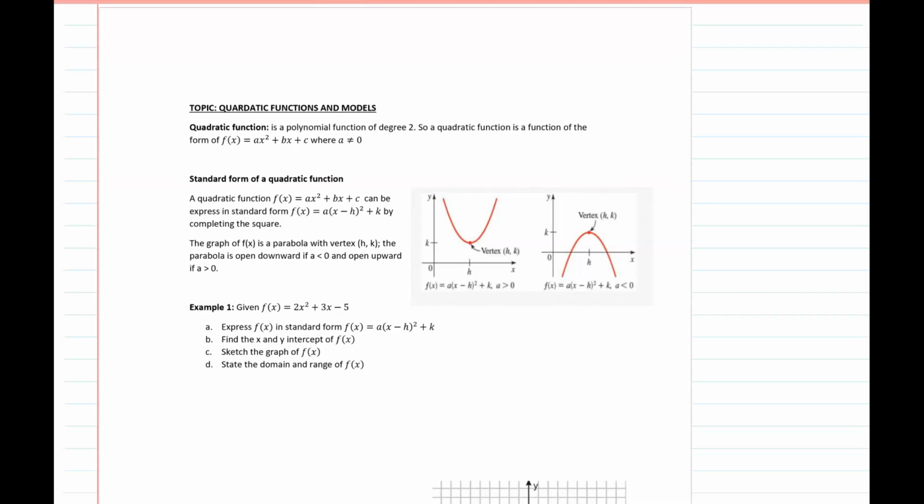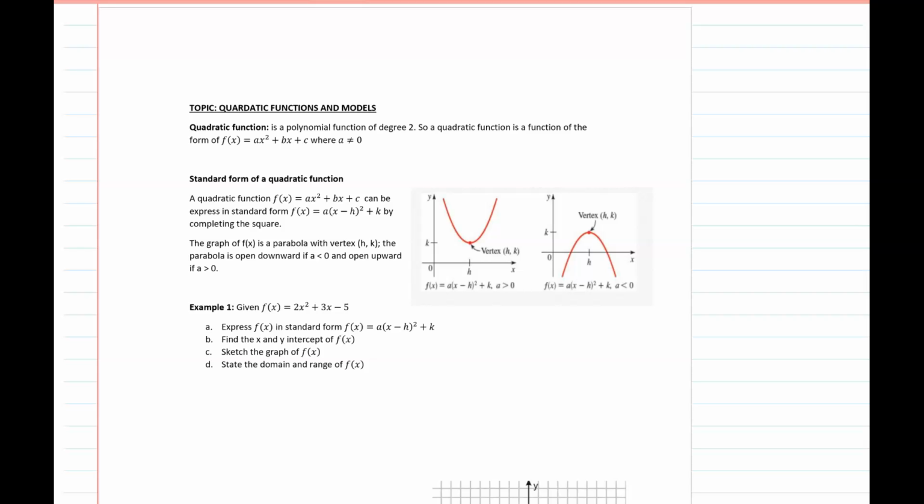Quadratic function is a polynomial function of degree 2. So quadratic function is a function of the form f of x equal ax squared plus bx plus c, where a cannot be equal to 0. A quadratic function can be expressed in the standard form of f of x equal a times the quantity of x minus h squared plus k by completing the square.